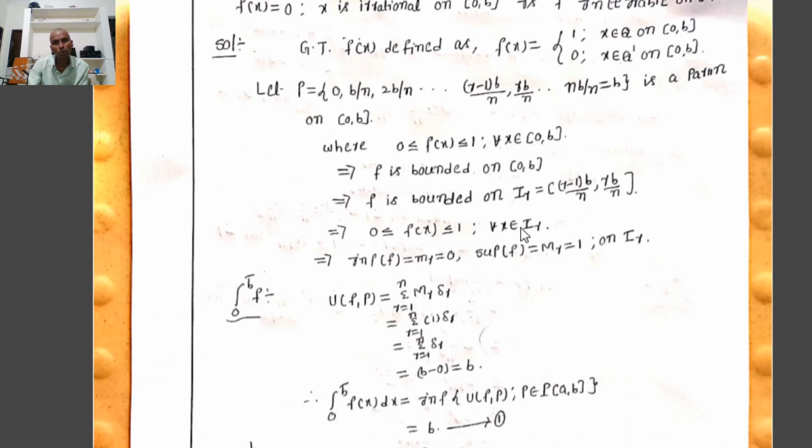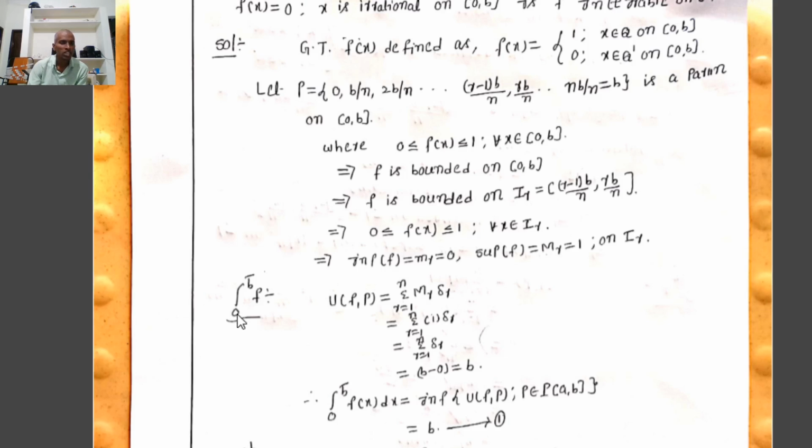0 ≤ f(x) ≤ 1 for all x belongs to R. That implies on R the infimum of f(x), small m_r, equals 0, and the supremum of f(x), capital M_r, equals 1 on R. Therefore, now we have to find the upper Riemann integration and the lower Riemann integration.